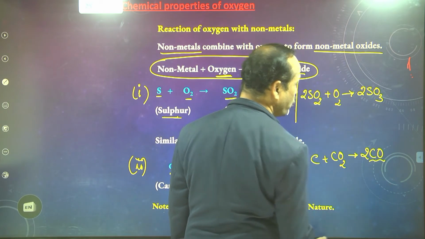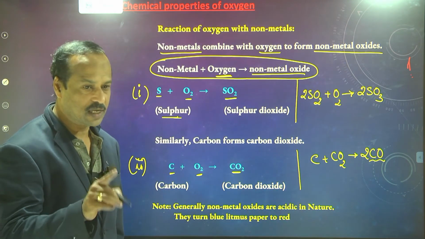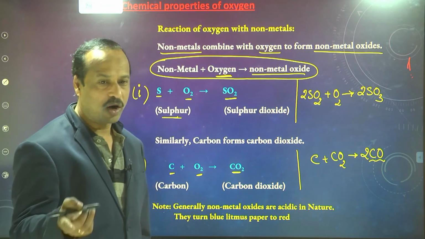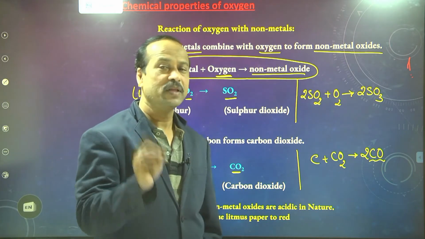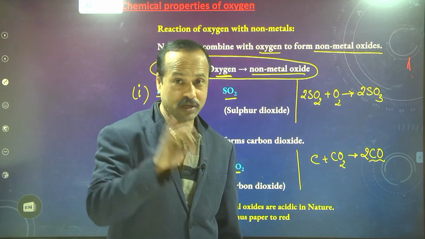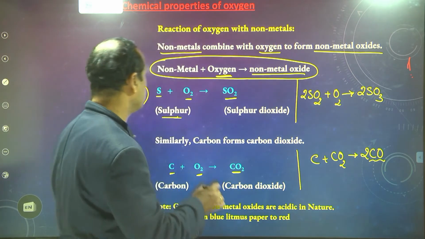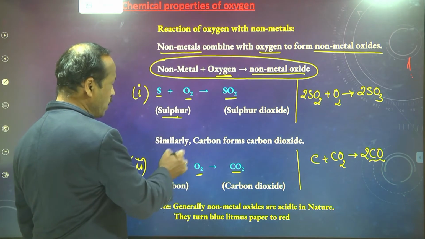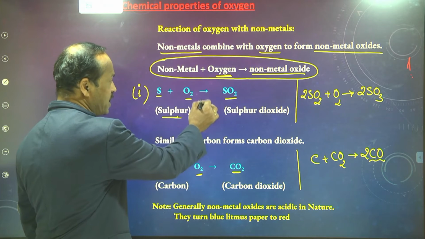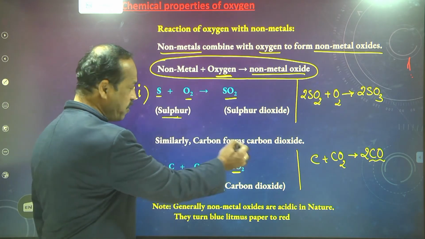So this is called mono. Mono means what? Single. Monoxide, single oxygen. Dioxide, two oxygens. Trioxide, three oxygens. Tetroxide, four oxygens. Pentoxide, five oxygens. Like that. So like this, for non-metals you are given two examples. One is sulfur reacting with oxygen to form sulfur dioxide. The second one is carbon reacting with oxygen to form carbon dioxide.